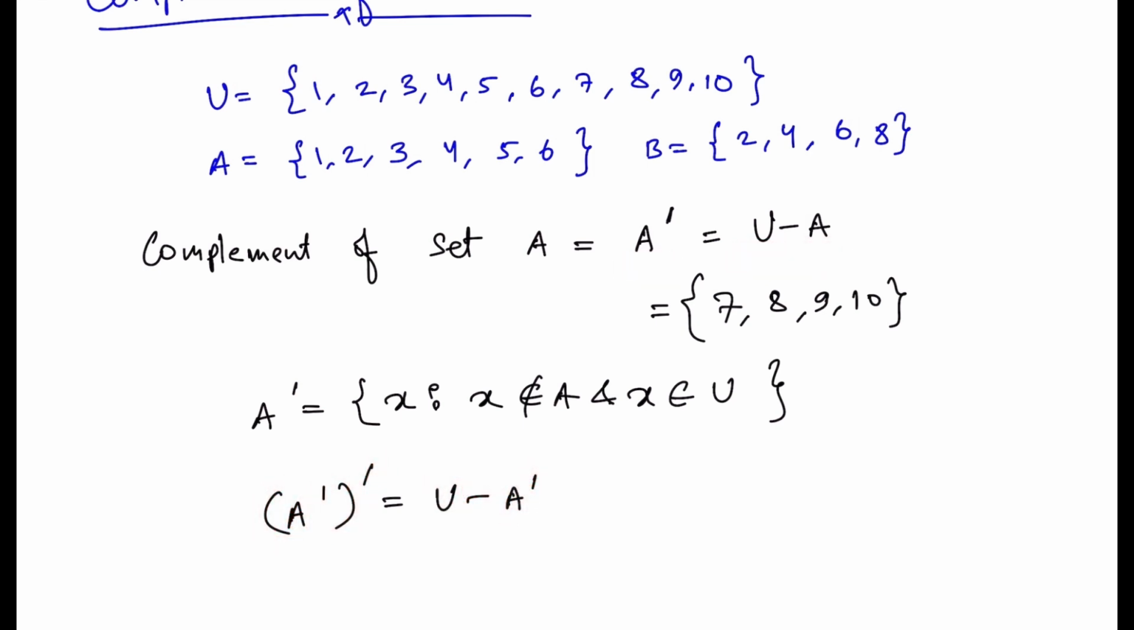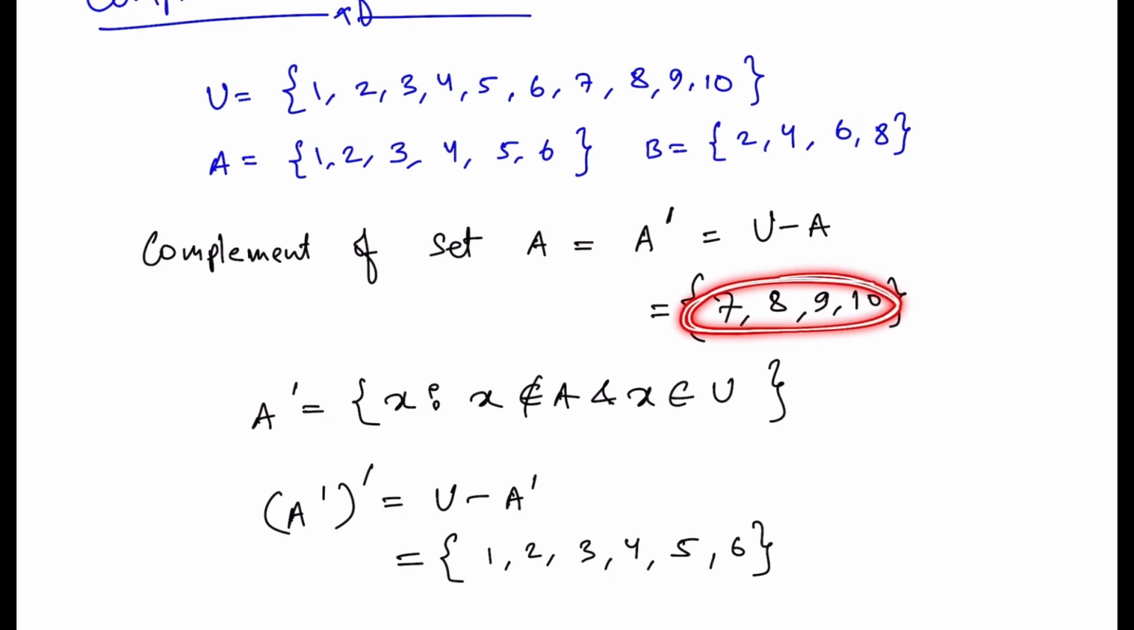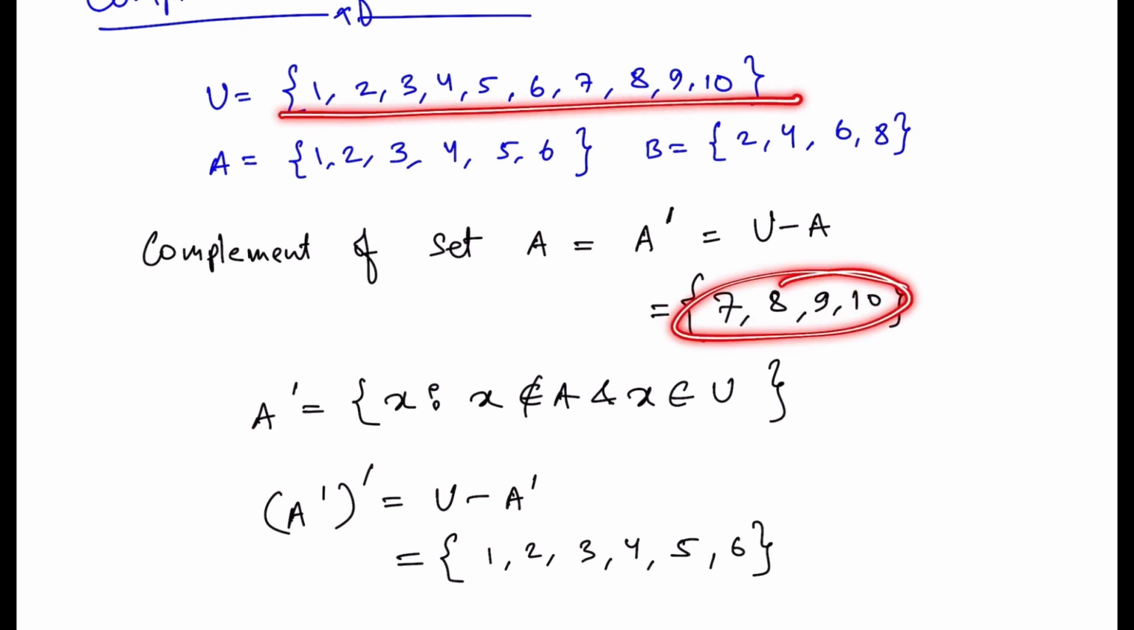So what is U minus A complement? What does it mean? From the universal set, remove the elements of A complement. If you remove all the elements of A complement, you will get again 1, 2, 3, 4, 5, 6. From the universal set remove the elements of A complement, because what are the elements of A complement? These are the elements of A complement.